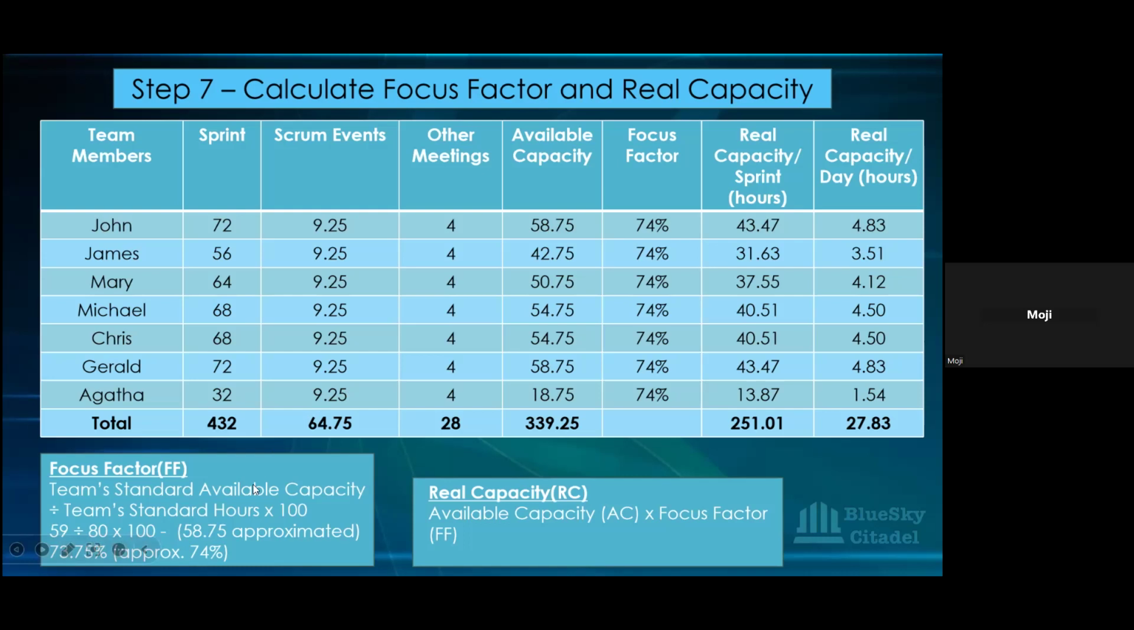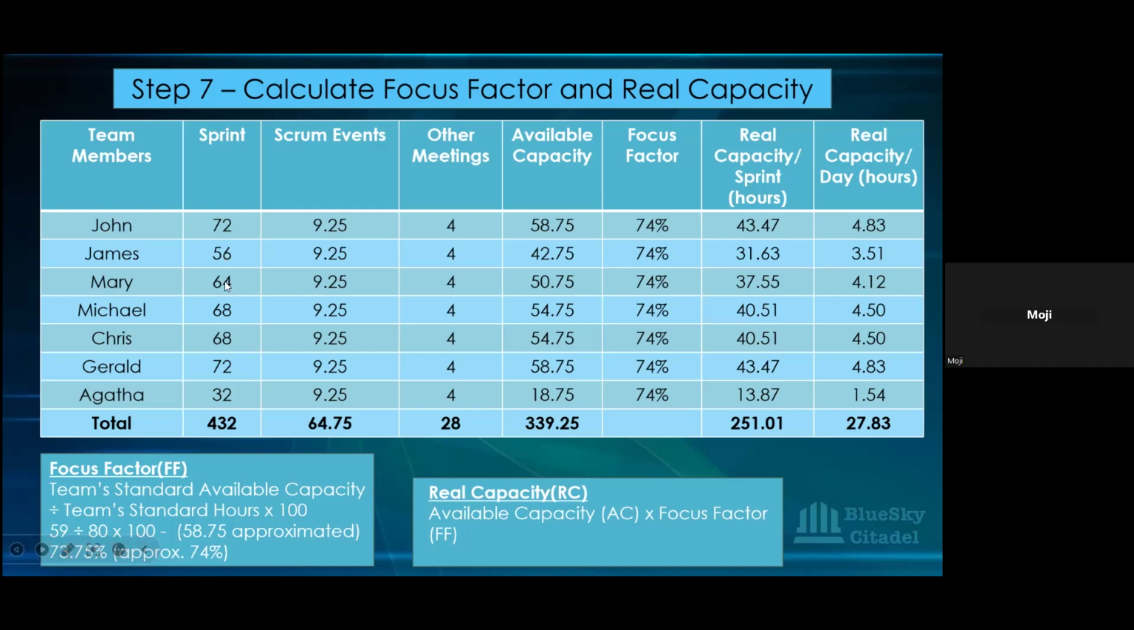So we're going to approximate that 58.75 to be 59. That's why you'll have a 59 here, divided by the 80, which is the standard hours they've been employed, and then you multiply that by 100. So what you will get is 73.75%, approximately 74. And that affects everyone. So you don't calculate focus factor individually. You calculate your focus factor based on the team's available capacity, which is meant to be for everyone.